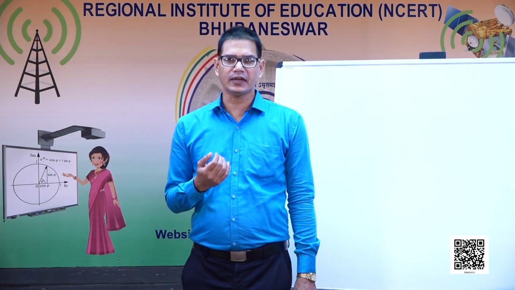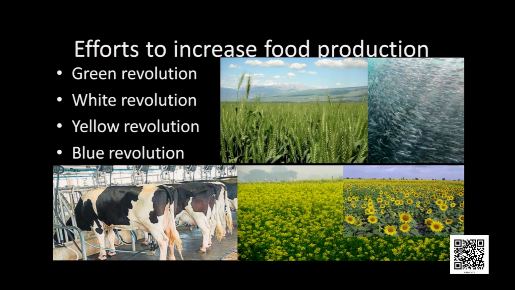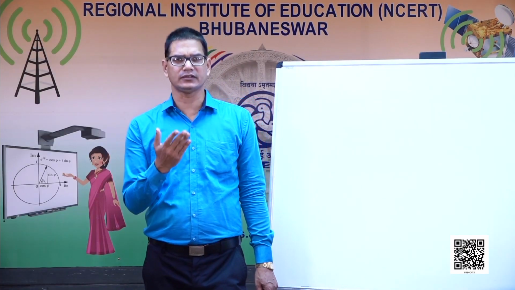Earlier efforts to increase food production were taken through the Green Revolution. The production of grains, particularly wheat, was increased. Through the White Revolution, the production of milk was increased. Through the Yellow Revolution, the production of oils was increased, and through the Blue Revolution, the production of fish was increased.